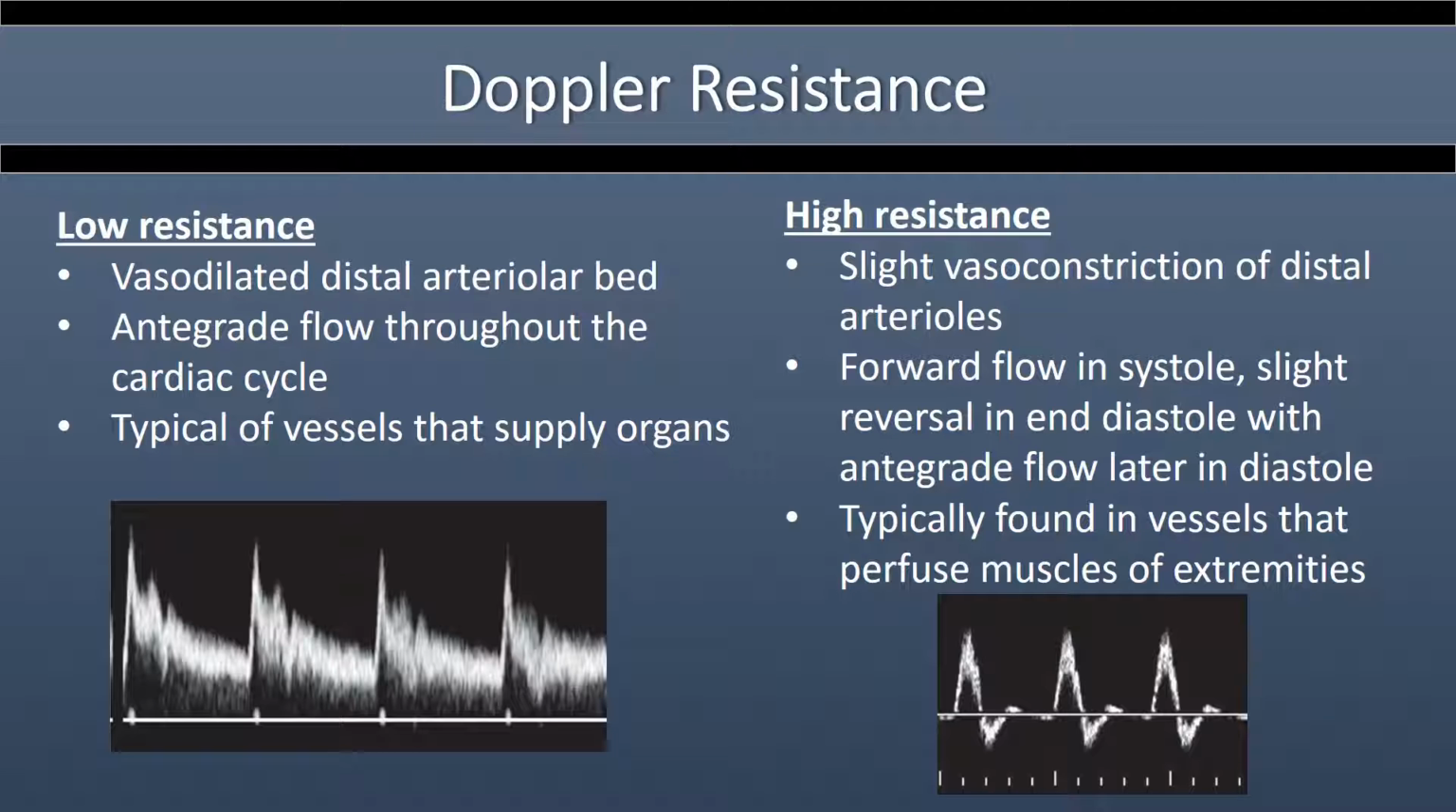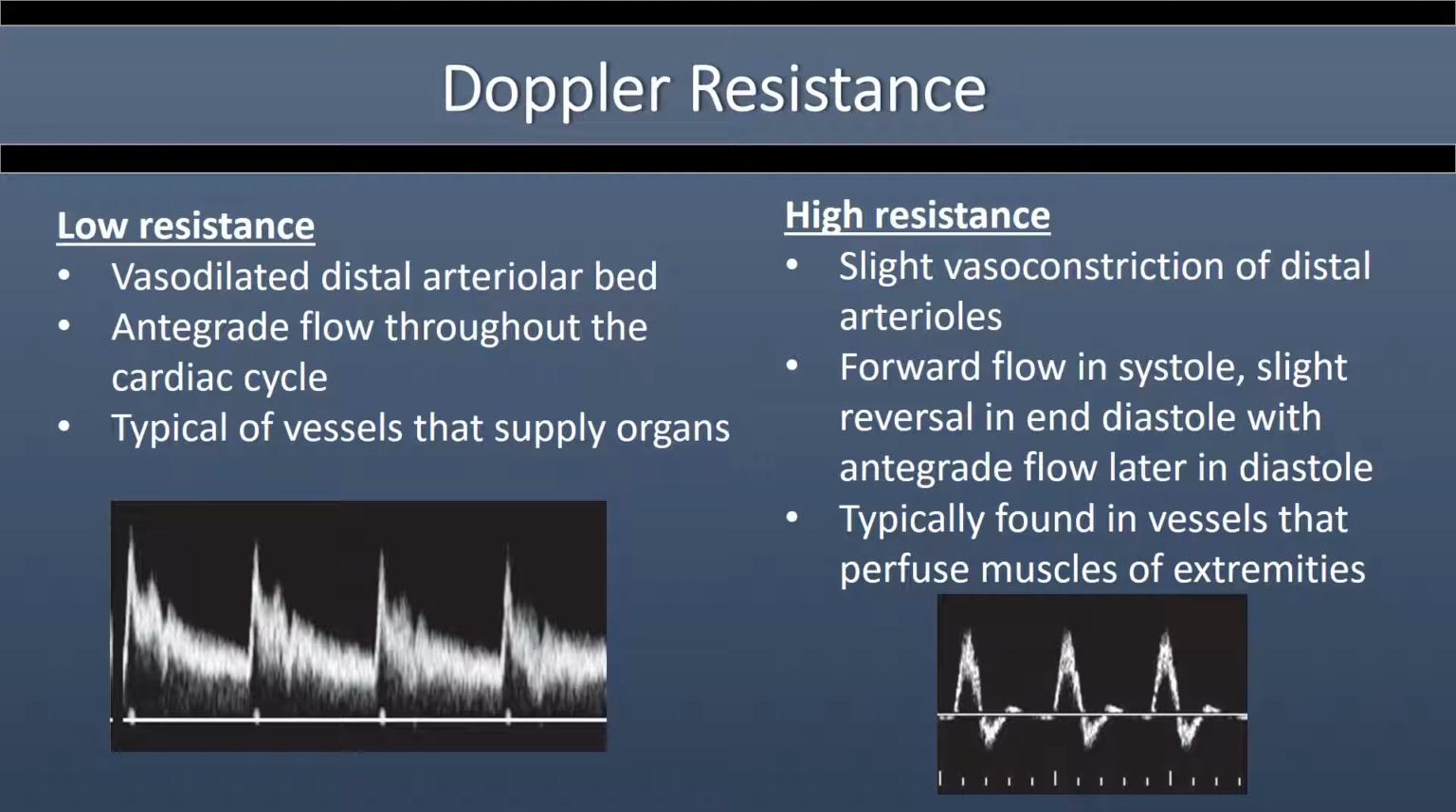This is typical for vessels that supply organs. So the celiac axis, since it is going to be supplying flow to the liver and to the spleen, stomach, it's going to have a low resistant waveform.